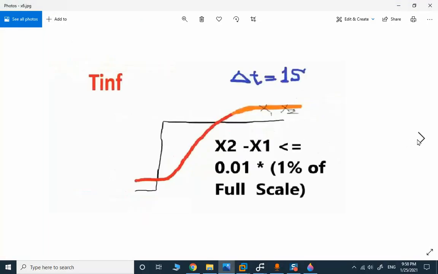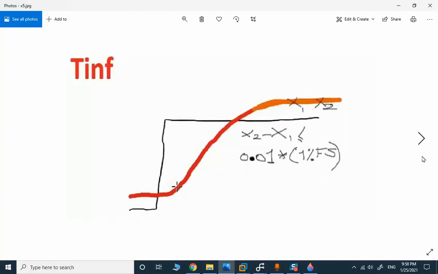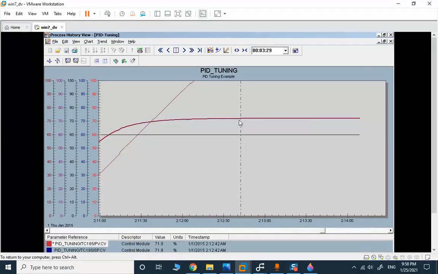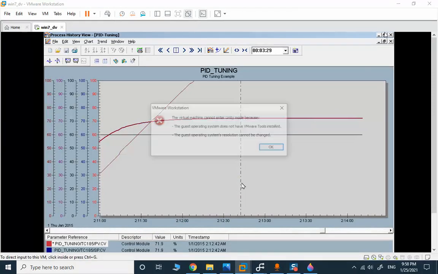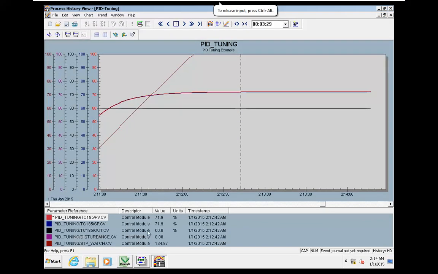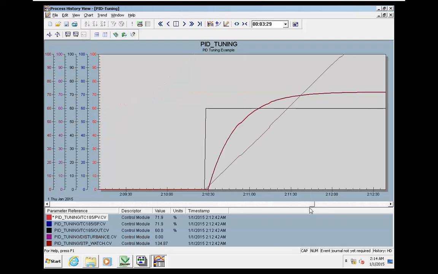For T infinity, we had some math here, complex criteria, but our visual clue is somehow approximate. You can see that when we reach the steady state, we have a smaller step, and the first big constant step can be considered as the T infinity. In this curve, we consider this point as T infinity, and the timer is showing 134. So we need to fill the data.